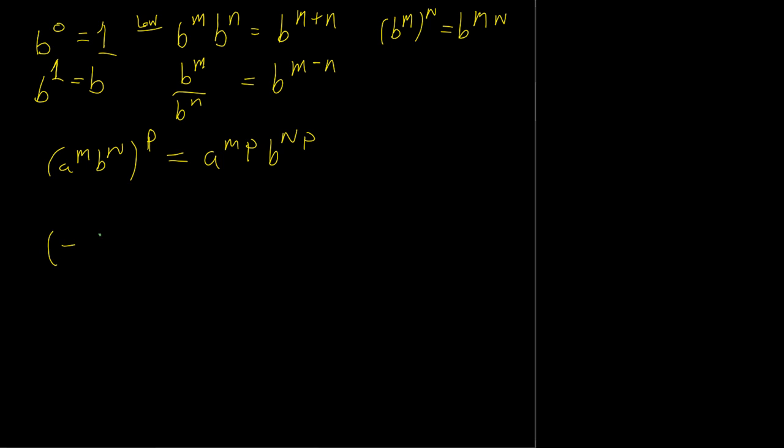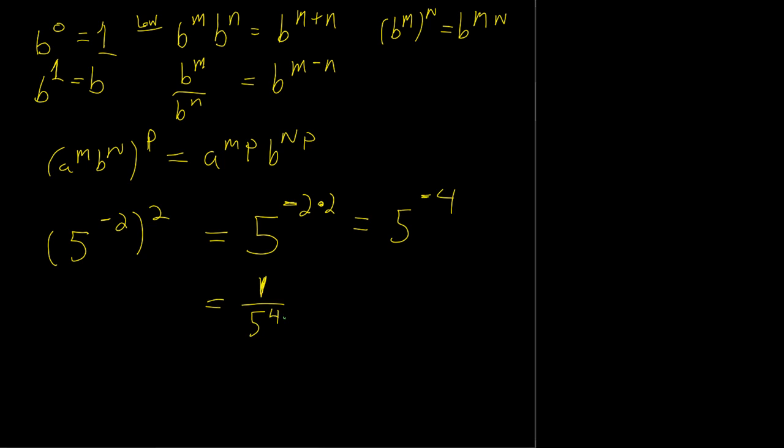If we look at 5 to the negative 2, all squared. Whoops, I have my negative in the wrong place. Let me correct this really quick. So I'm going to use this power to power rule. So this is the same as 5 to the negative 2 times 2, which is 5 to the negative 4, or 1 over 5 to the 4th.